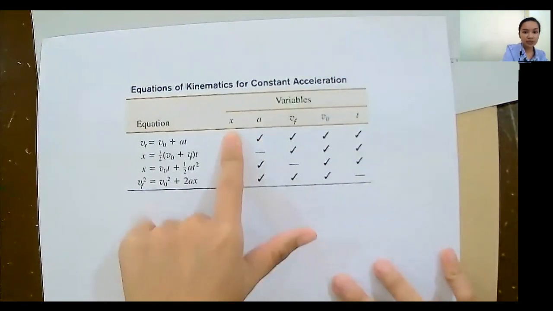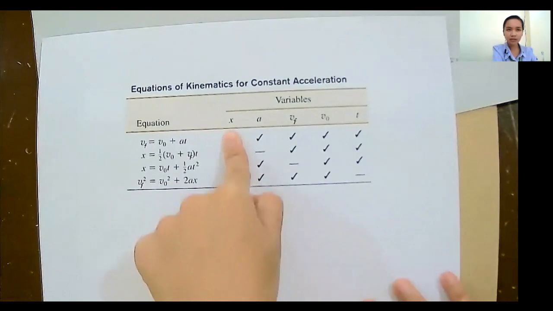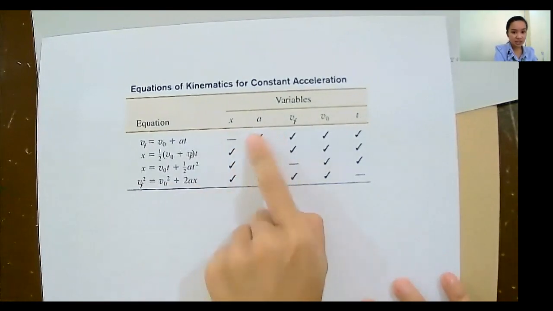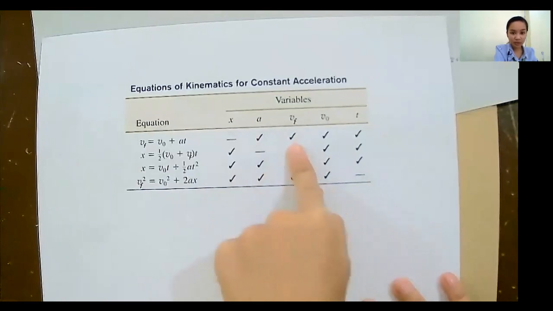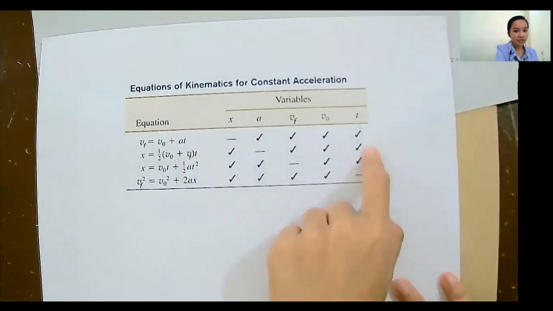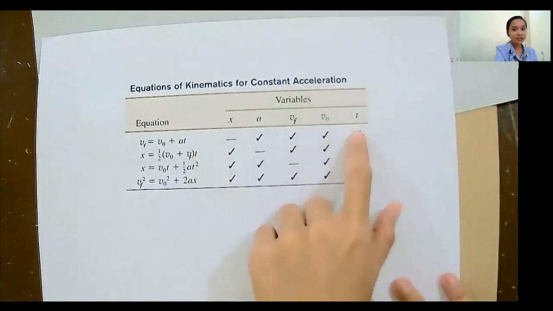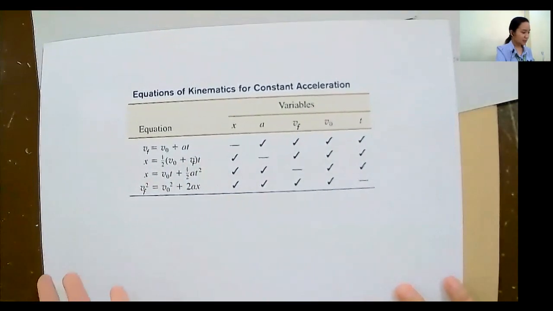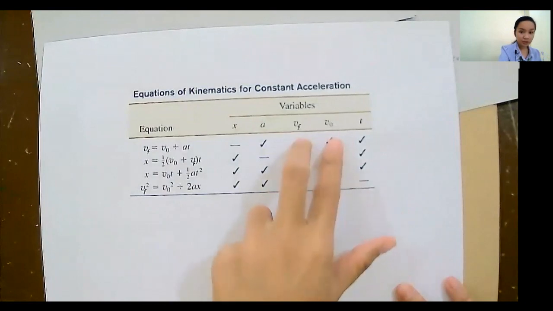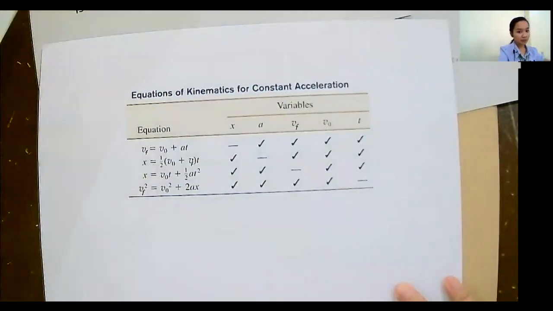X, if it represents a distance in a horizontal plane or in a horizontal direction or along the x-axis. Then acceleration, and then we have here the final velocity, your initial velocity, and then your time. So these are the important variables that we need to know in solving a problem. This is interchangeable. It could be a speed or a velocity, depending on the problem or word problem.